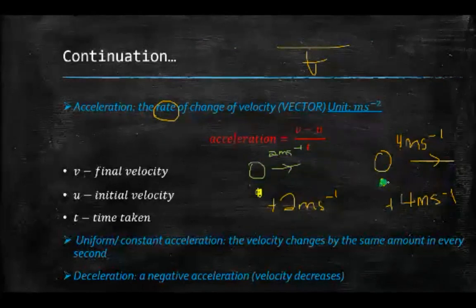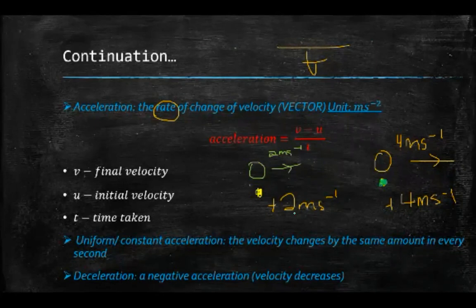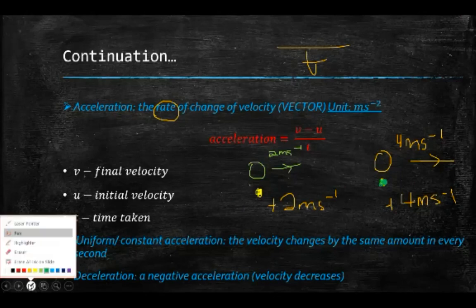Because my velocity at this green point is bigger than my velocity at this yellow point, that indicates a change in velocity, obviously, because 2 changed to 4. And because there's a change in velocity, that means that there is an acceleration. Do you understand that? Yes, miss. Okay.